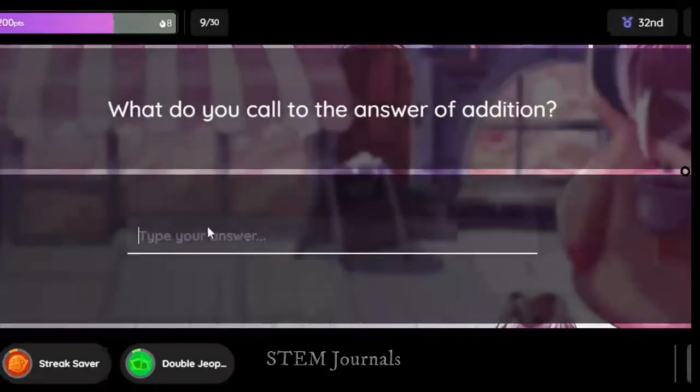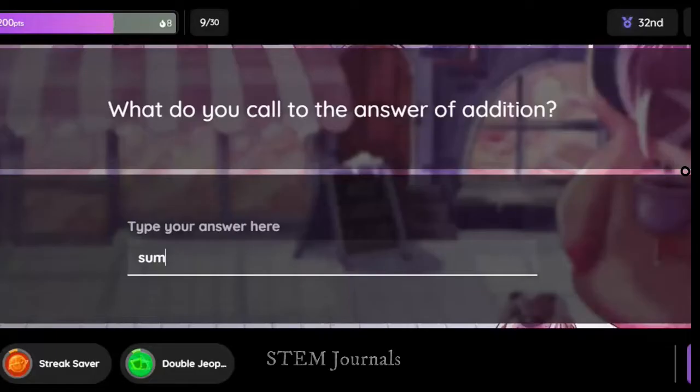Ayan, ito naman, mga elementary ito, pero I hope alam pa rin natin yung tawag sa mga sagot ng ating basic operations. So what do you call the answer of addition? That is sum. Sa subtraction, we have difference. Sa multiplication, product, and then sa division, quotient. So although basic siya, I hope hindi natin inaalis sa mind natin yung tawag sa mga answers na yan.